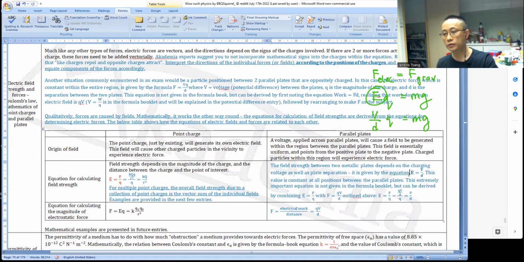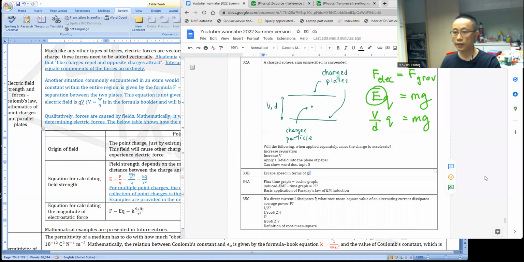It's not given in the formula book, but it can be derived. So let's go back to the question for now. If you now know that the electric field depends on the voltage and the distance, then you should be able to see that changing the V will disrupt the balance of the forces. Changing D will also disrupt the balance of the forces. Now it boils down to whether applying a magnetic field can also disrupt the force balances.